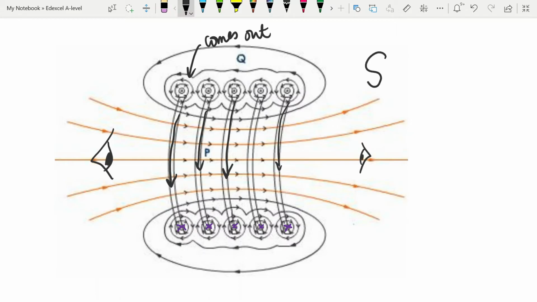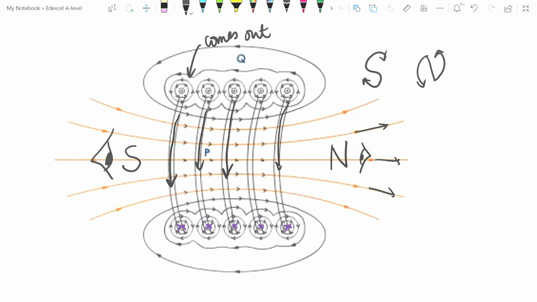Again, if we use our little trick, clockwise means south pole and anti-clockwise means north pole. So this would be the north end of the magnet and this would be the south, borne out by the fact that the magnetic field lines are coming out from the north and into the south.